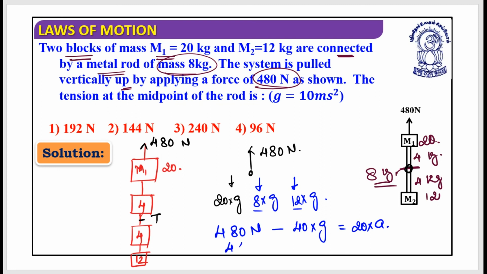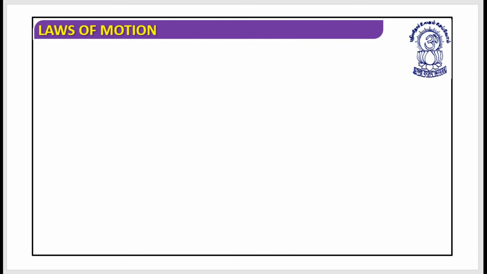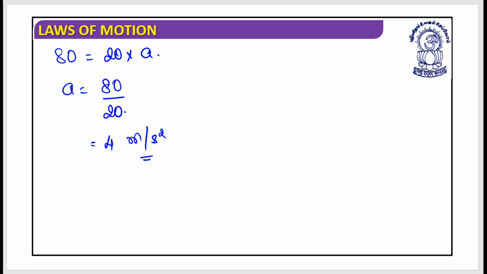So this is 480 minus 40 into g, which is 400, and that should equal 40 into acceleration. So 480 minus 400 is 80, so 80 equals 40 into acceleration. Acceleration would be 80 by 40, which is 2 meter per second square. I hope this is clear.